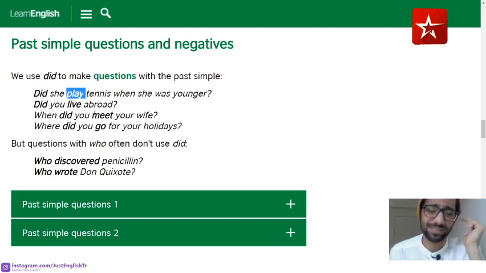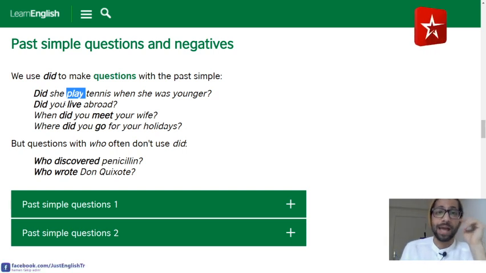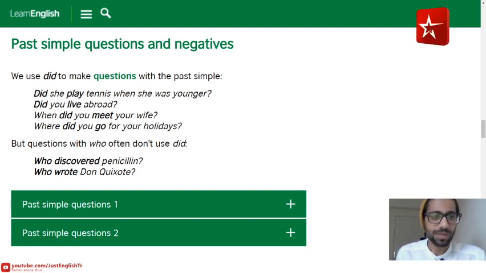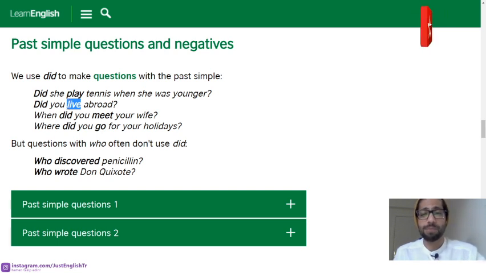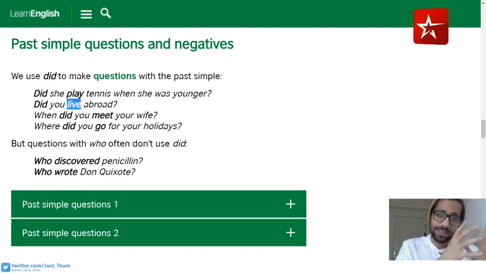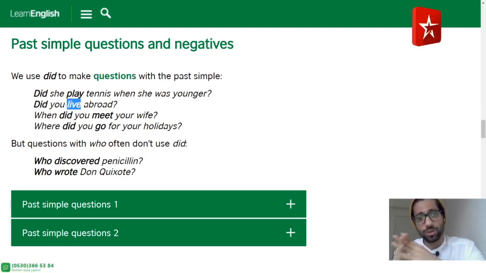Don't say played, please. Even if you got mistaken and you say played, swiftly, very fast, try to correct yourself. Did she play tennis when she was younger? Did you live abroad? So the verb is the base verb here. Now remember, we're using the second form of the verb in the past simple, but when we make a question, the did is the second verb. So we are using did she play tennis when she was younger?